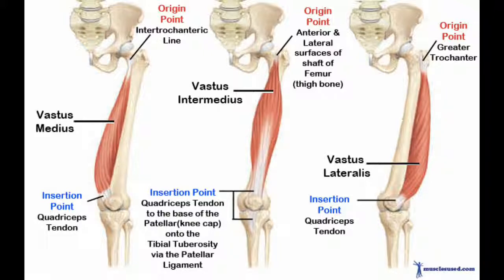And finally, the vastus lateralis. Origin, the greater trochanter of the femur. The insertion is the quadriceps tendon again, and what it does is extend and stabilize the knee.